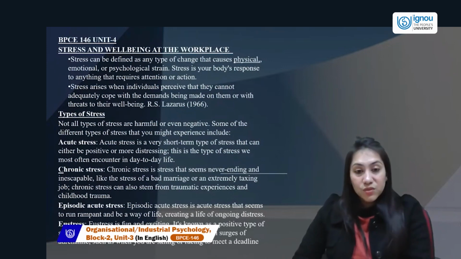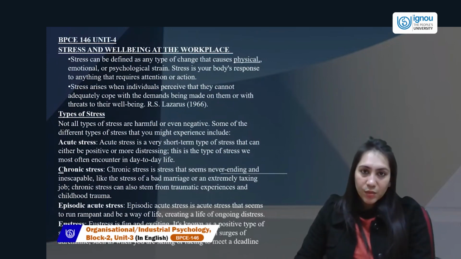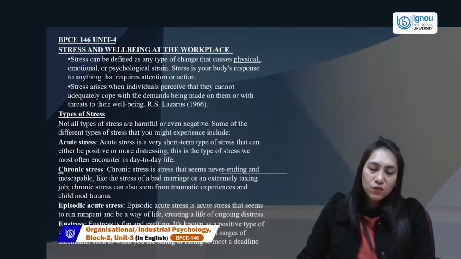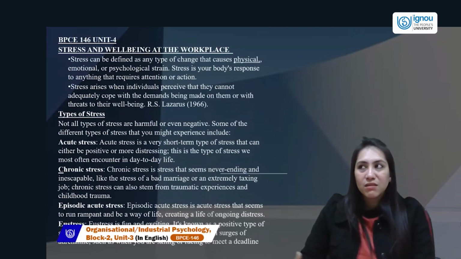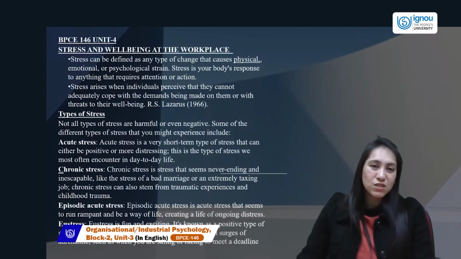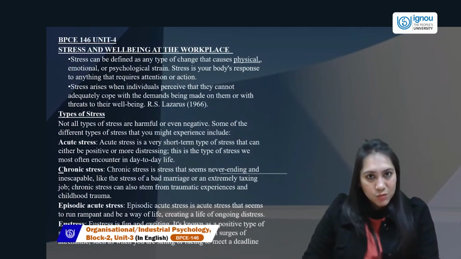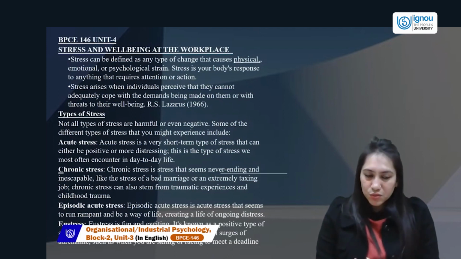And then there is chronic stress. Chronic stress usually ends up being quite negative in nature. Why? Because chronic stress is never-ending. It is a long stretch of stressful time, inescapable, like being in a bad marriage, being in a bad relationship, or an extremely taxing job, something that just wears you out completely. Chronic stress can stem from traumatic experiences, horrible experiences at workplaces, and childhood traumas also.